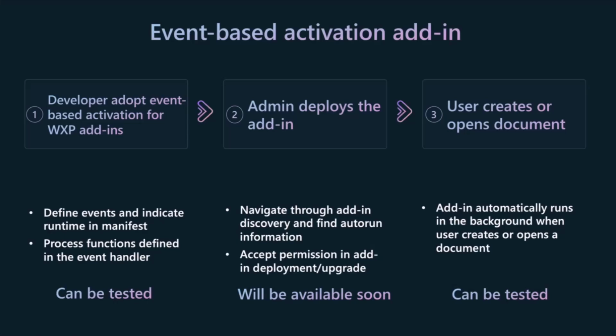Today, what can be tested through the targeted release is the first and the third part. The admin deployment will be available later. So today, if you want to test it, you need to sideload it from Office Online. All right, so I'll play a demo here.